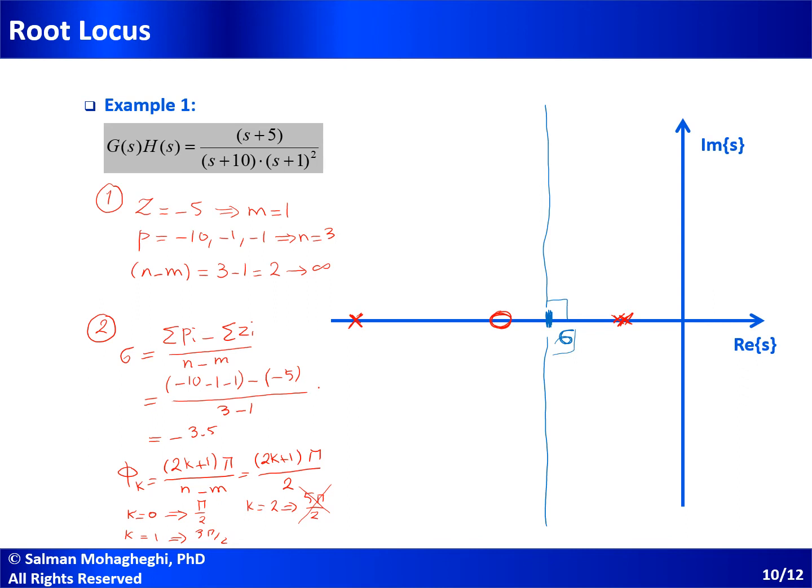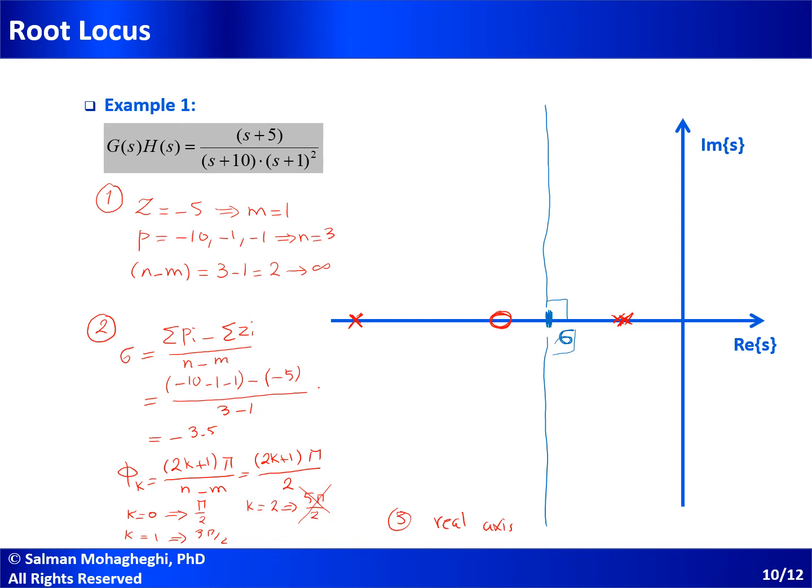The third step is the real axis. In order to identify which part of the real axis belongs to the root locus, you have to start from the right-hand side and move all the way to the left-hand side, looking at the number of zeros and poles that appear to your right. Whenever you have an odd number of zeros or poles to your right, you would consider that section of the real axis to be part of the root locus. If you have an even number, that section does not belong to the root locus.